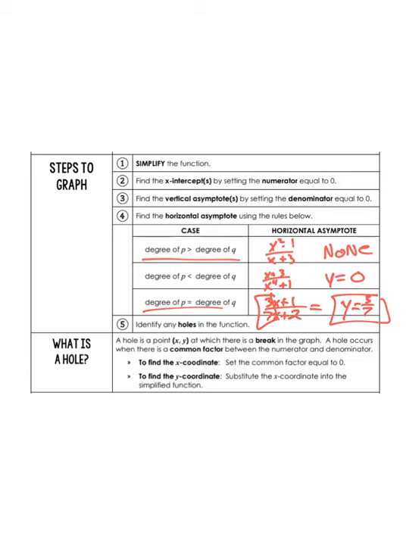In this case, if the degree up top is greater than the degree on the bottom, okay, what you'll have is no asymptote. If the degree is flipped, so the higher degree, like this is x to the fourth, is on the bottom, your asymptote is going to be y equals 0. And if they equal each other, you're going to take the coefficients and divide them. So it would be y equals 3 over 7. That would be your horizontal asymptote.